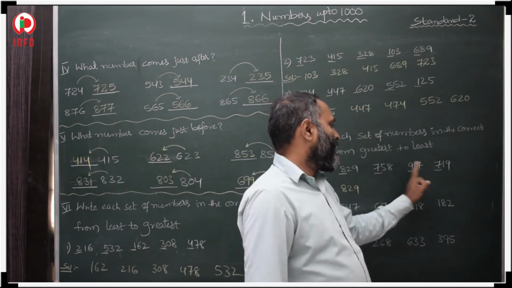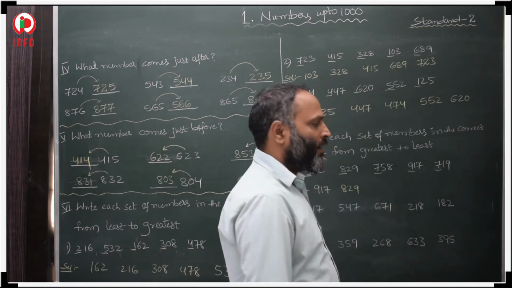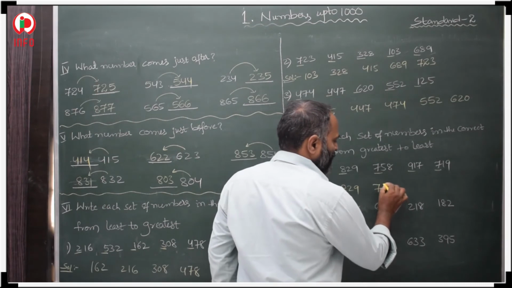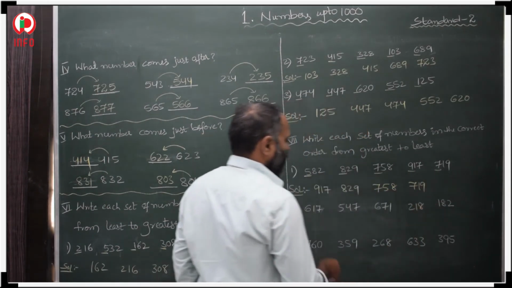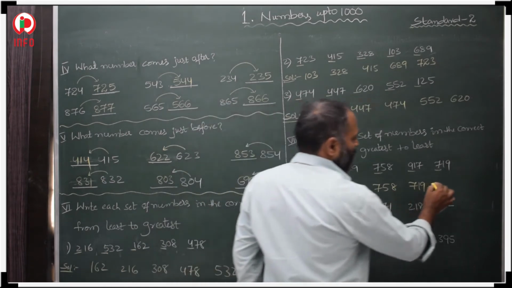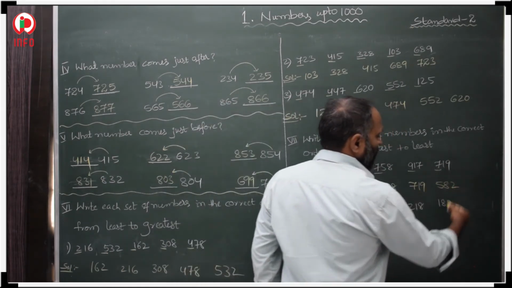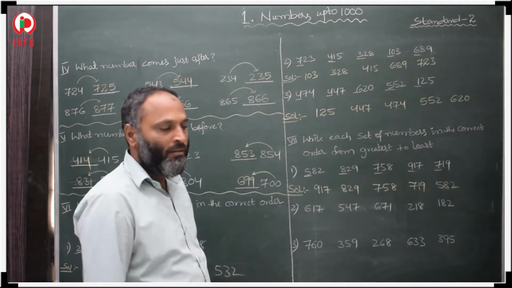In 758, 5 is greater than 1, so it will come first. 758, 719. Then after that the smallest one, 582. 500 is the least one.